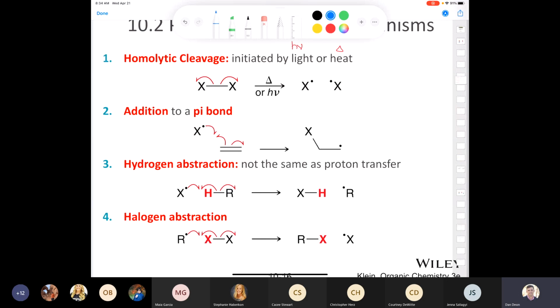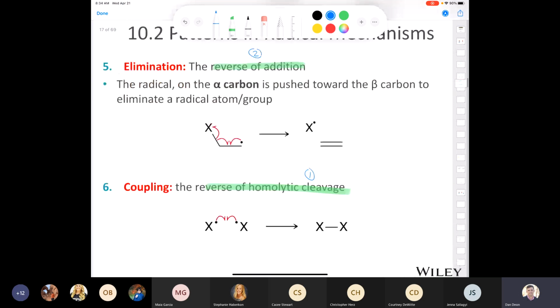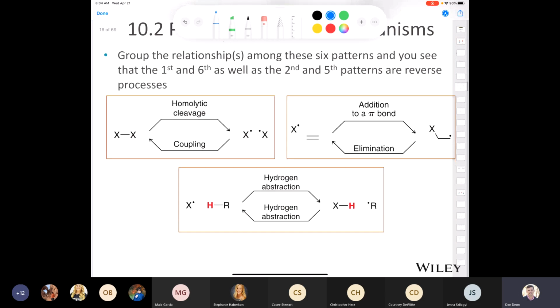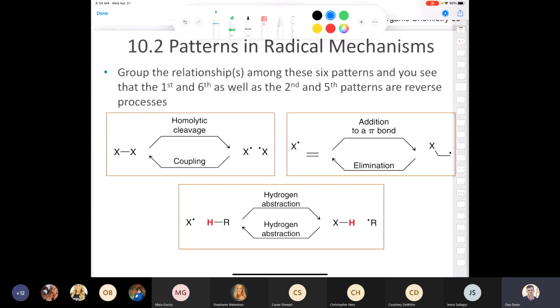Patterns 3 and 4 are not the reverse of each other, but 1 and 6 are, and 2 and 5 are, the way that they're laid out here. Now, I know I went over those kind of quickly, and the reason why is because the only way for you to master this is to really get into drawing these kinds of mechanisms. So the whole concept that patterns 1 and 6 and 2 and 5 are reverse of each other are shown here. This is a table that comes directly from our textbook, where he shows these two are the reverse of each other, the homolytic cleavage and the coupling, then the addition to a pi bond and the elimination. Again, patterns 3 and 4 are not the reverse of each other.